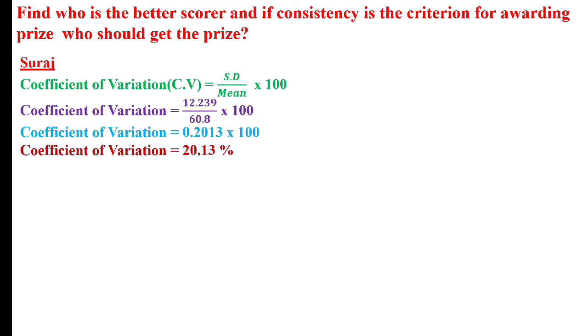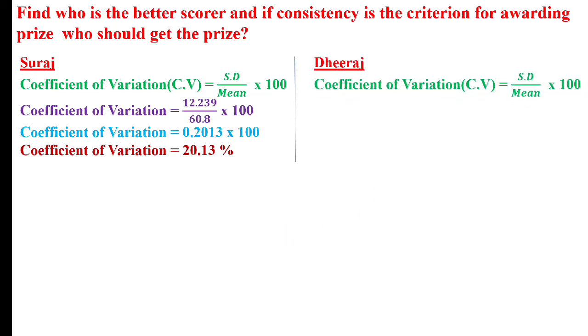12.239 divided by 60.8 into 100 gives 0.2013 into 100. Formula written, values substituted, and we get 20.13%. Similarly, Dheeraj's will also be found. The formula is coefficient of variation equals standard deviation divided by mean into 100. So 8.988 divided by 62.4.